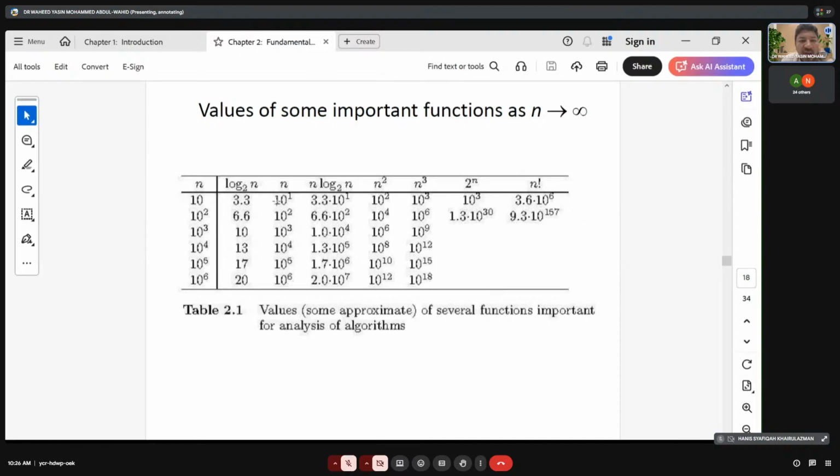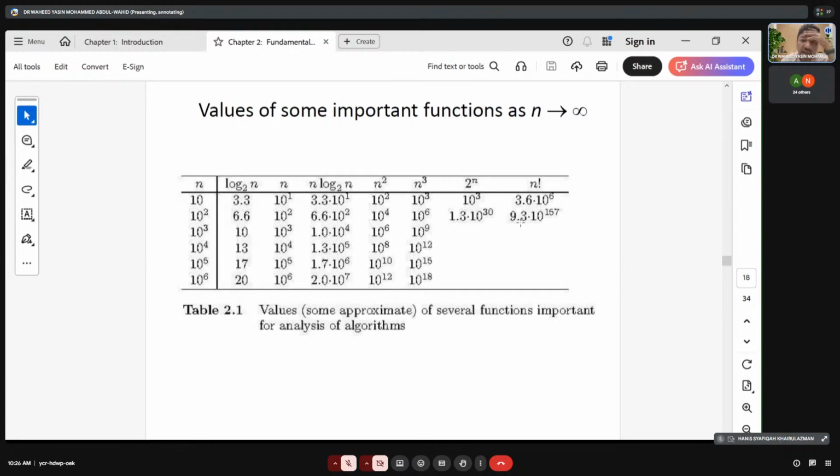So when we have 10 power 2, we have 6.6; 10 times 10 power 2, 10 power 4; then 10.6, 1.3 times 10 power 30, and 9.3 for the factorial times 10 power 157. Just for 10 power 2, look at what the factorial is. Here we have the factorial for the number 100.